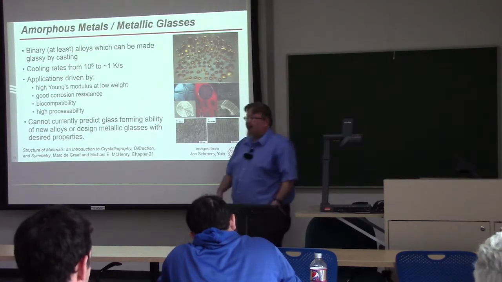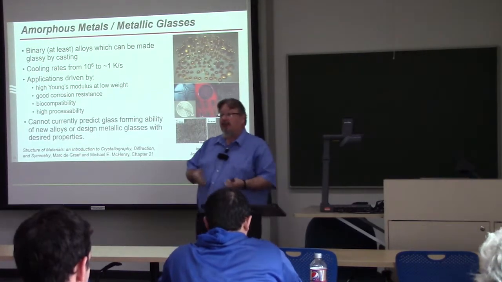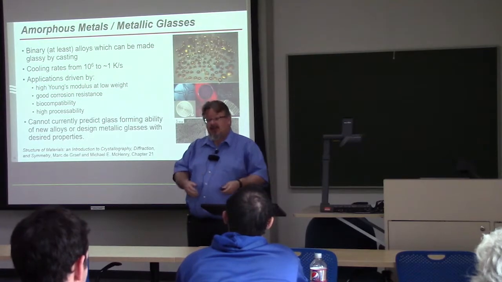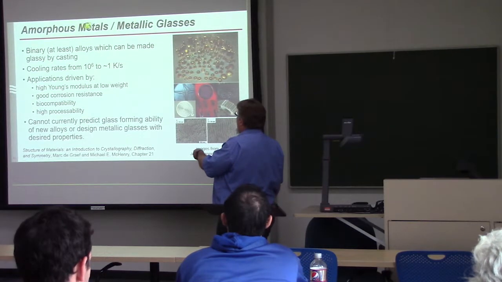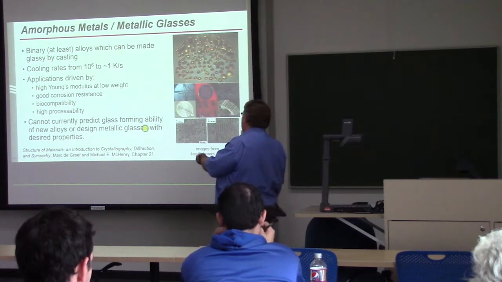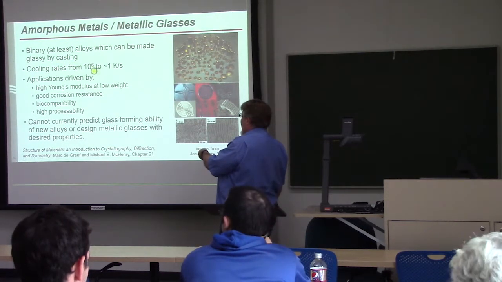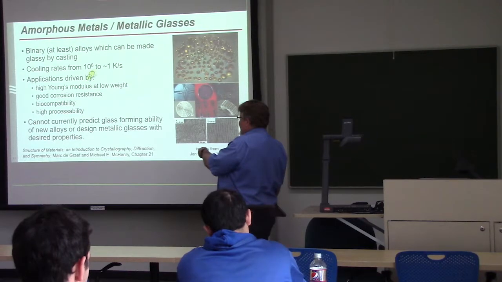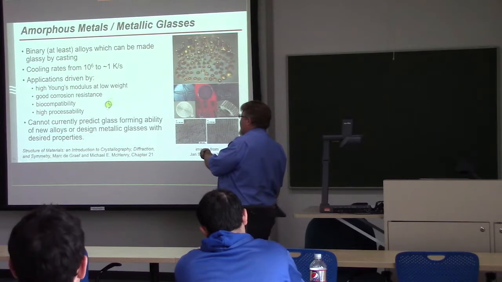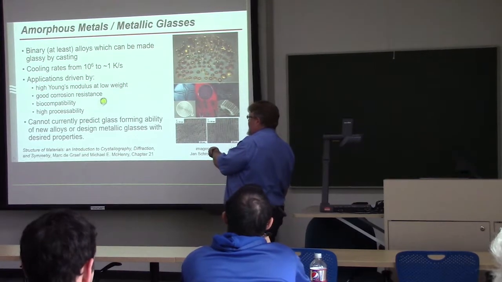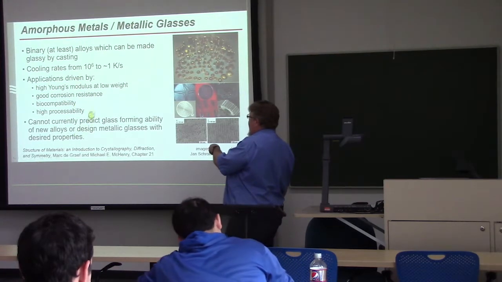So I'll talk about a couple of different classes of amorphous materials, categorized primarily by their bonding type, which influences their short-range order. We'll start with amorphous metals and metallic glasses. These are metal alloys which can be made glassy by rapid quenching at sort of 1 Kelvin per second up to 10 to the 6 Kelvin per second. And they typically have applications that are driven by properties like their high Young's modulus at low weight, good corrosion resistance, biocompatibility, and particularly their high processability.